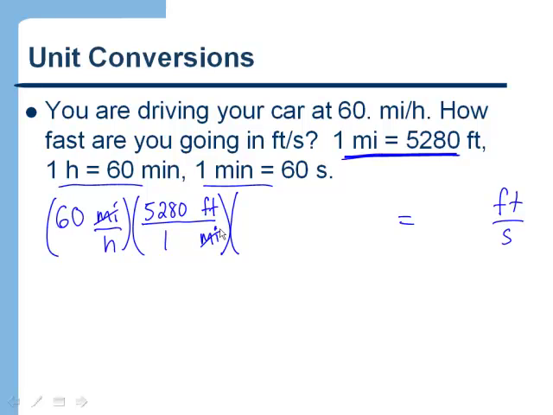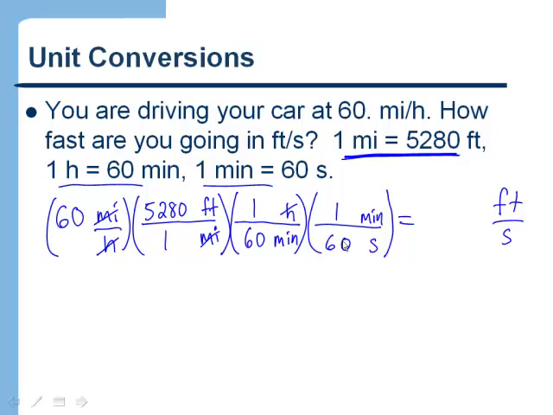I now have feet per hour, but what I want is feet per second. So to do that, I first have to get rid of hours. I can see that to get rid of hours, I'm going to have to go for minutes. So 1 hour is 60 minutes. And so now hours will cancel with hours, and I now have feet per minute. I'm almost there. I now need to get rid of minutes. So I need minutes on the top and seconds on the bottom. So I have 1 minute over 60 seconds. And notice that minutes now cancels with minutes.